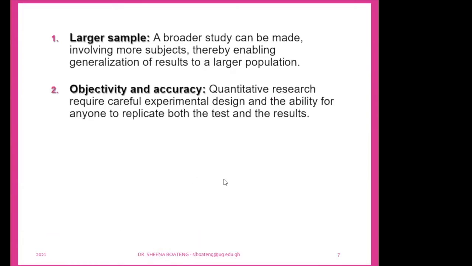Also, quantitative research gives us the ability to obtain objectivity and accuracy. And this is because quantitative research requires careful experimental design. Unlike qualitative research where you can wing it and think on your feet and adjust the line of questioning and the responses as you go along, you don't have that option with quantitative research. There are specific rules that have to be followed in terms of the research design for conducting quantitative research.